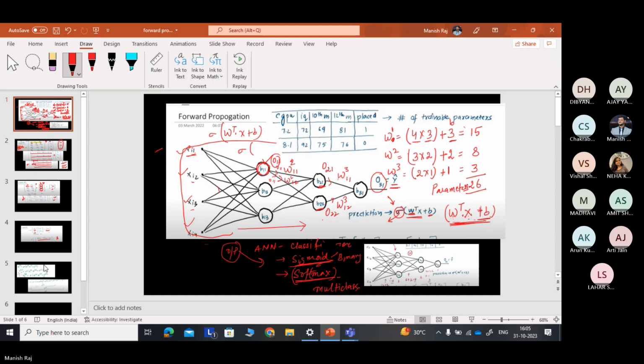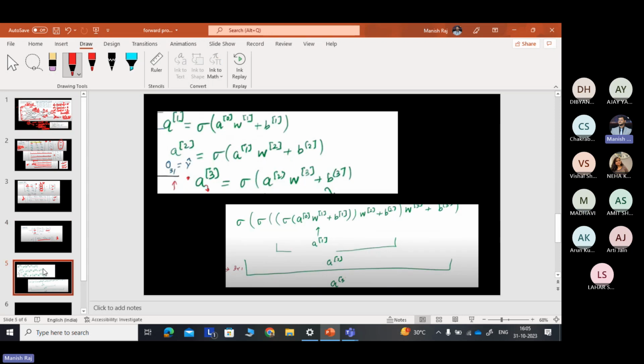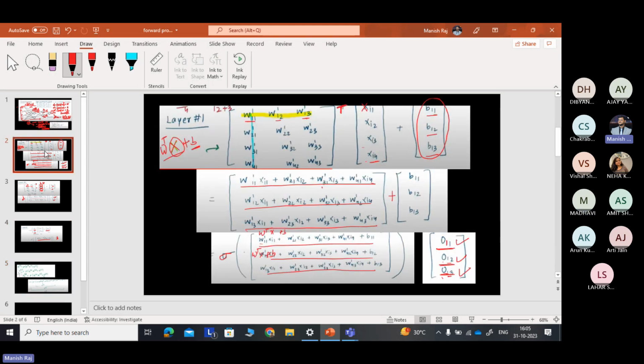Yes, sir. Okay. So everyone is clear how forward propagation happens? Does anyone have any doubt till now? Yes. No, sir. No, sir. Okay, cool.